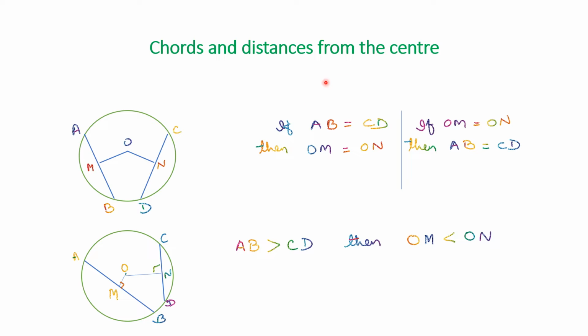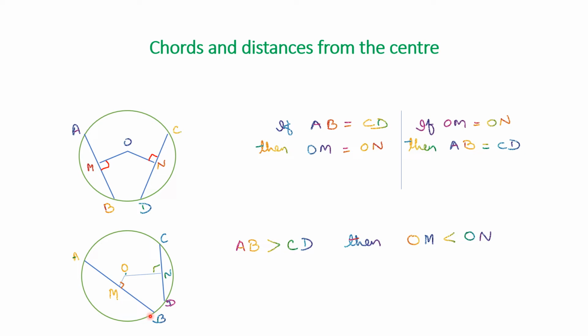Chords and distances from the center of the circle. Observe this properly. In this circle, you have AB and CD. Both AB and CD are equal. It implies that the perpendicular distances, that is OM and ON, are going to be equal. Converse will be, if the perpendicular distances are equal, then the chords are also going to be equal.